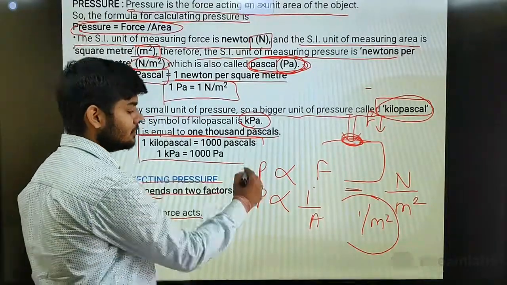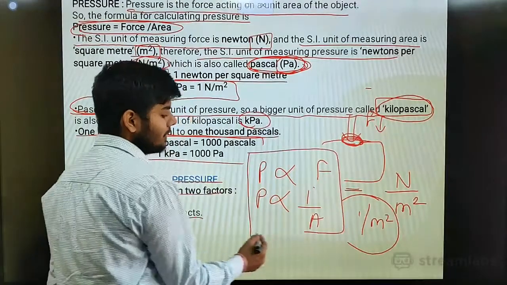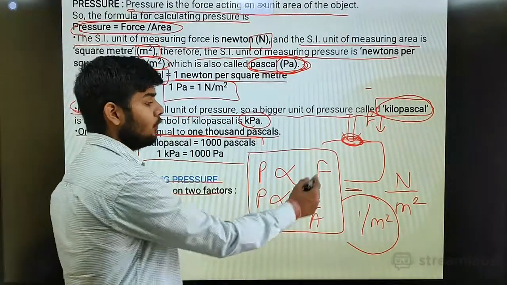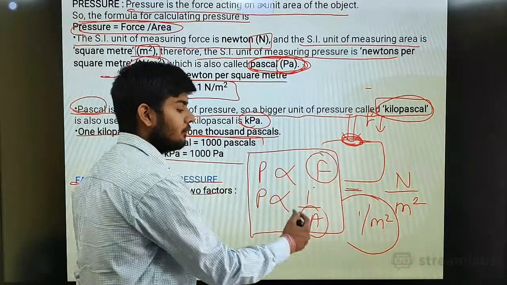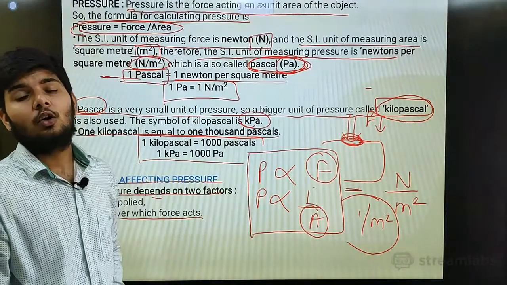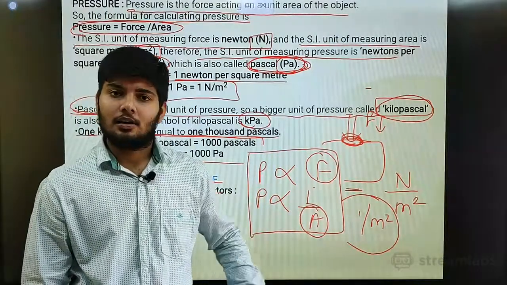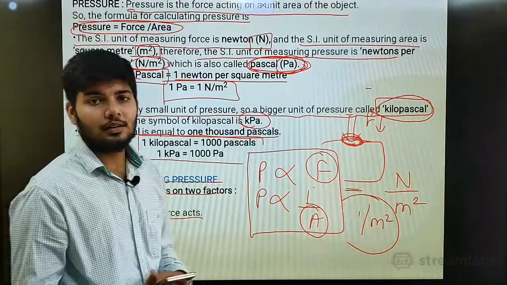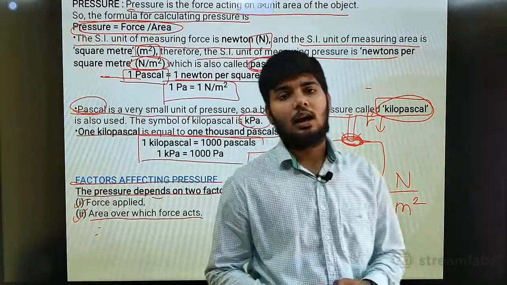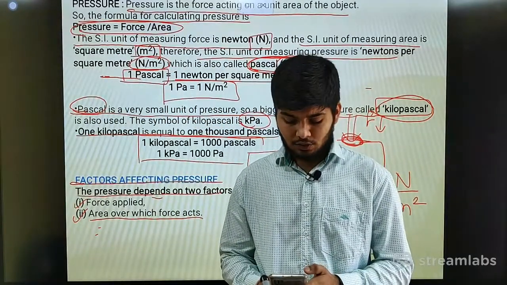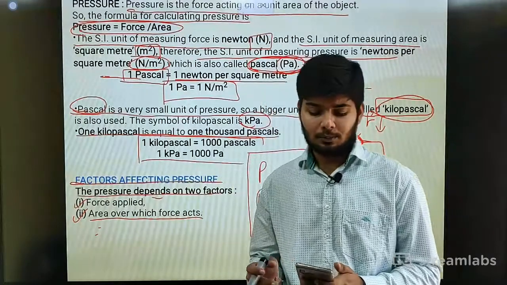So students, this is how pressure depends on these two factors. One is force and another is the area on which the force is applied. So students, these are the two factors that affect the value of pressure. I think you got all the points from here.